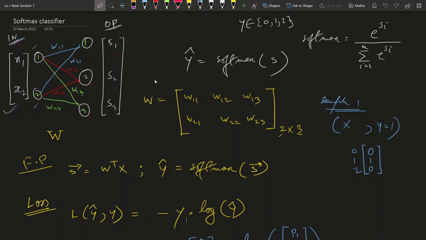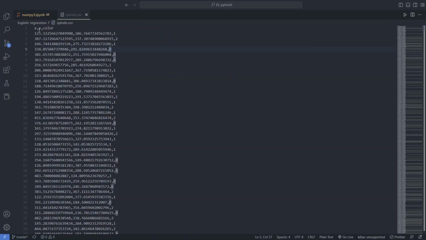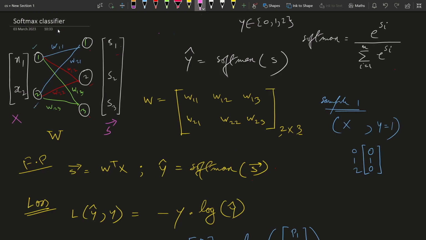Right, so our neural network looks something like this, where we have our input vector, this is our x, and this is our output vector, which is s. The output is a vector, right? We have 2 features, x1 and x2. We'll check the dataset. We have only x and y. x is the first feature, y is the second feature, and color is basically the y, which means the ground truth, the labels, right?